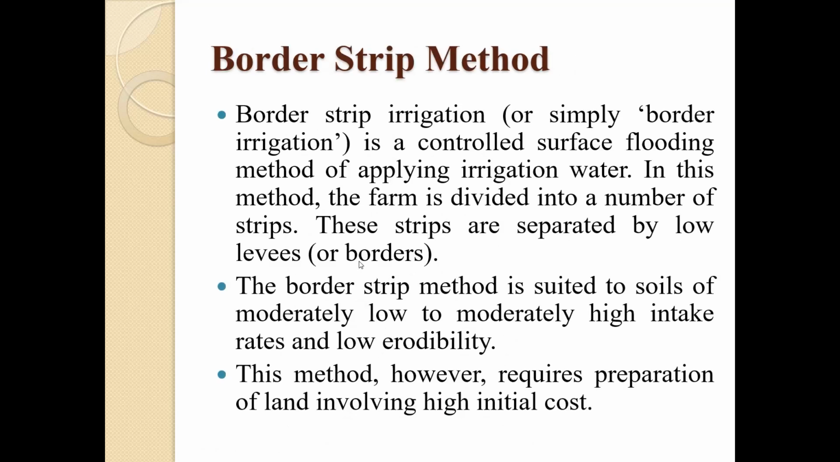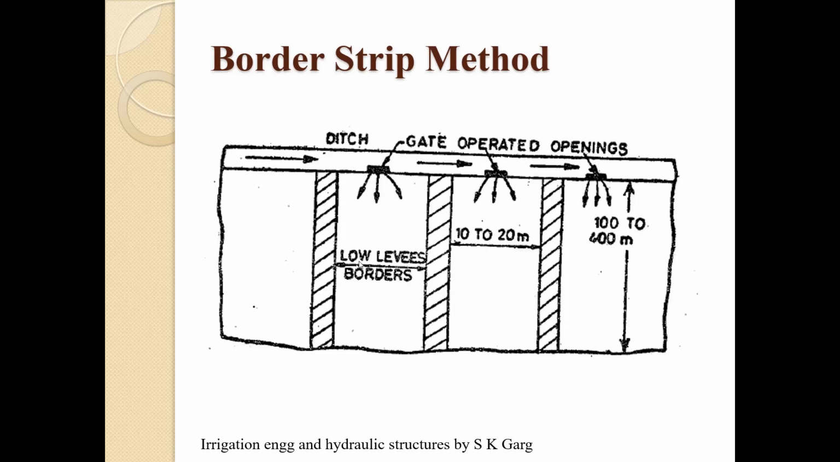And second is the border strip method or simply border irrigation. This is a controlled surface flooding method of applying irrigation water. In this method the farm is divided into number of strips and these strips are separated by low levees or borders. The border strip method is suited to soil of moderately low or moderately high intake rates and low erodibility. This method, however, requires preparation of land involving high initial cost.